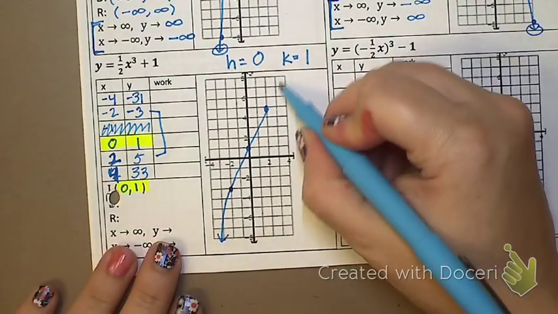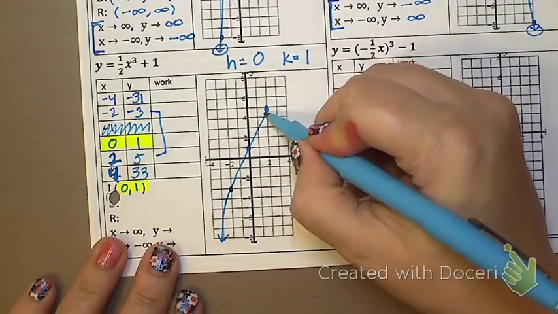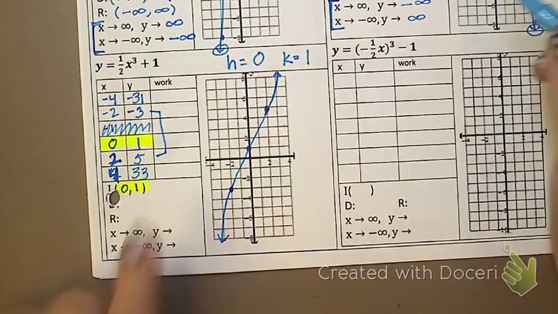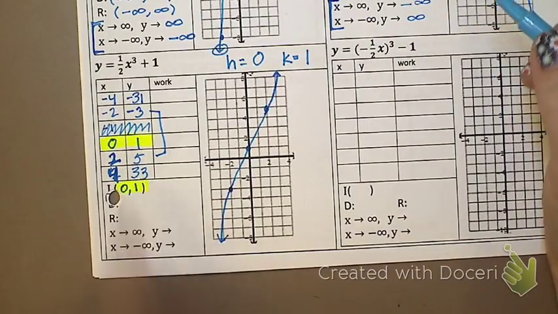Same thing on the other side. I'm not going to go all the way up to 33, but I'm going to show that it's not going to cross that line at 4. It's heading up towards 33 where it will cross that line.